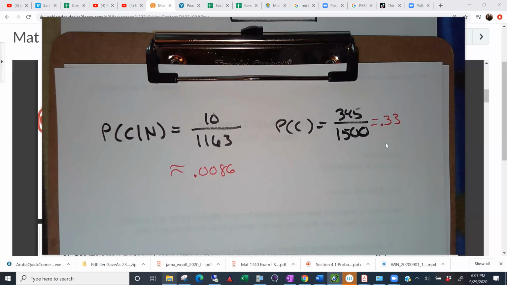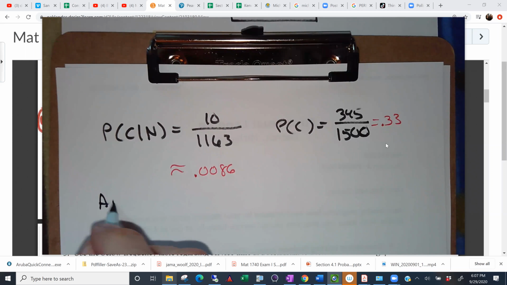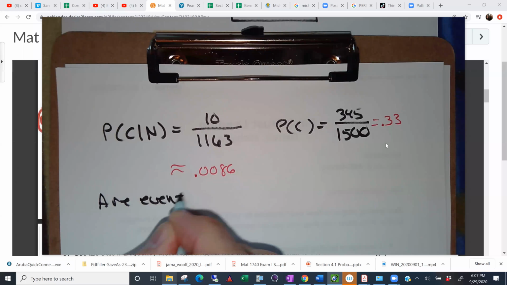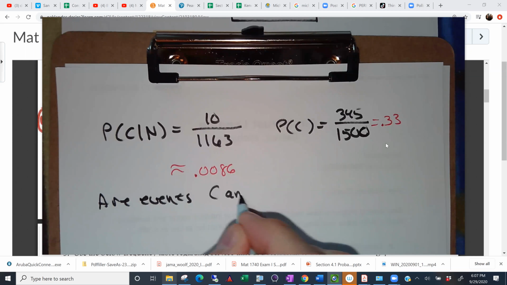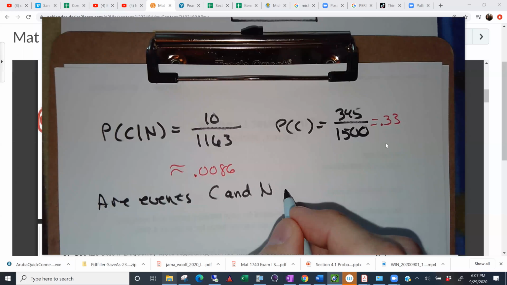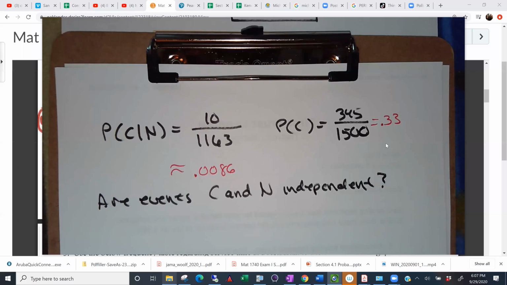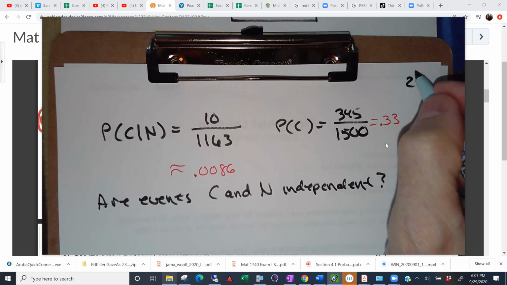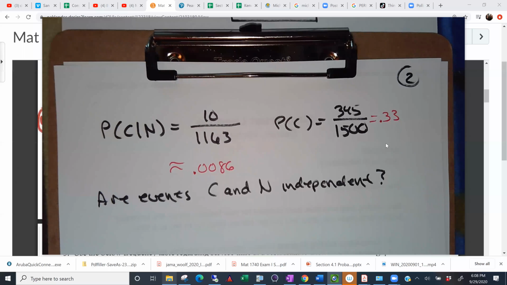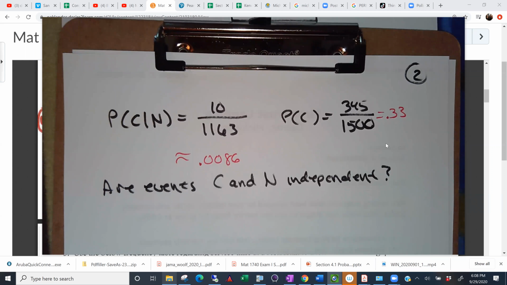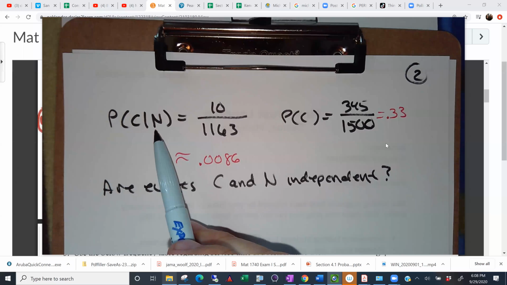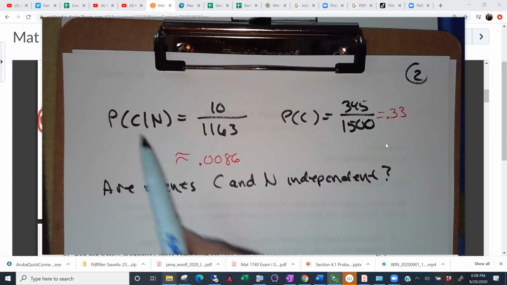Do you know what question's coming up next? Our events C and N, what? Independent. What do you think? Are these just independent events? Or does the outcome of one affect the probability of the other? Yeah, I think knowing that somebody tested negative certainly affects the probability that they have hepatitis C.